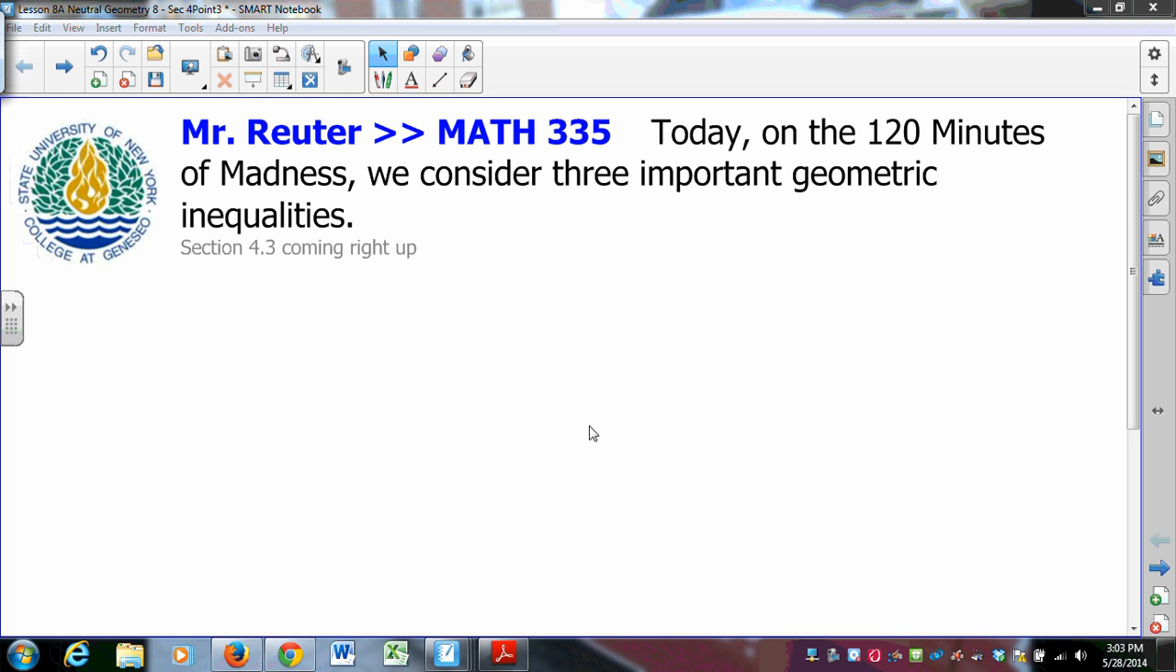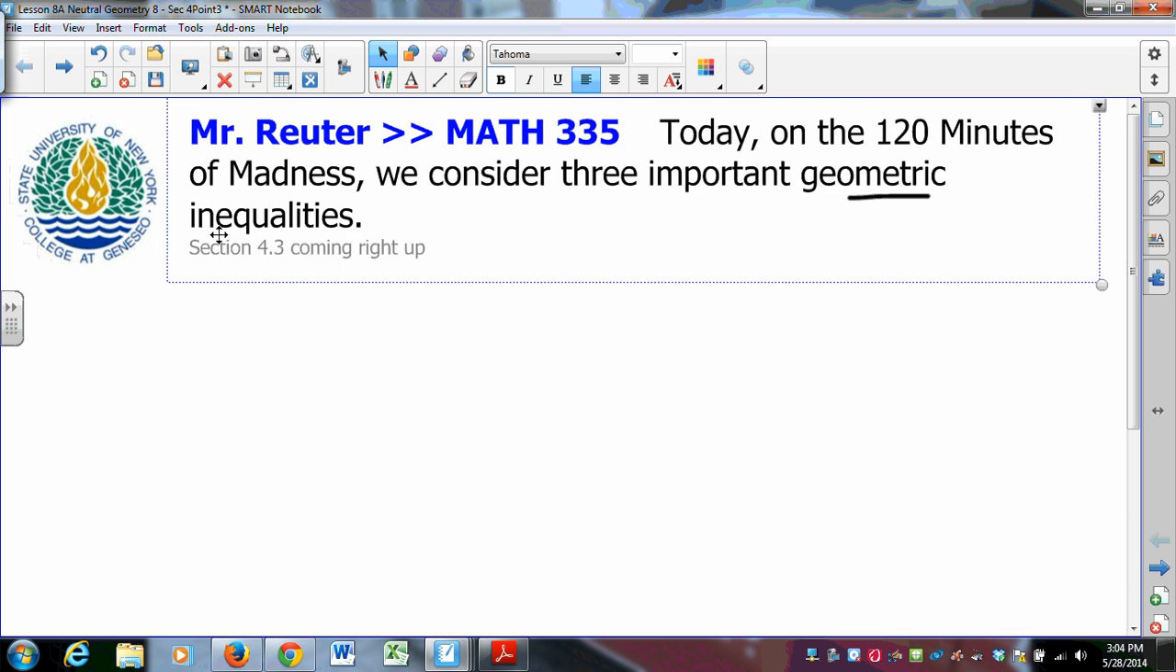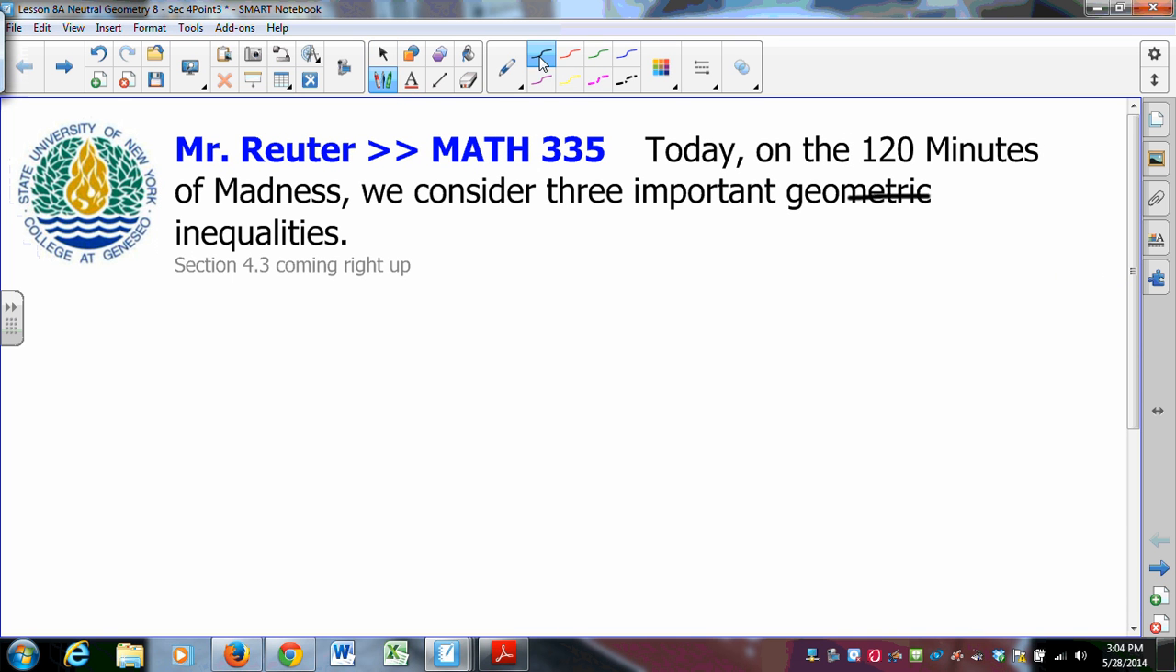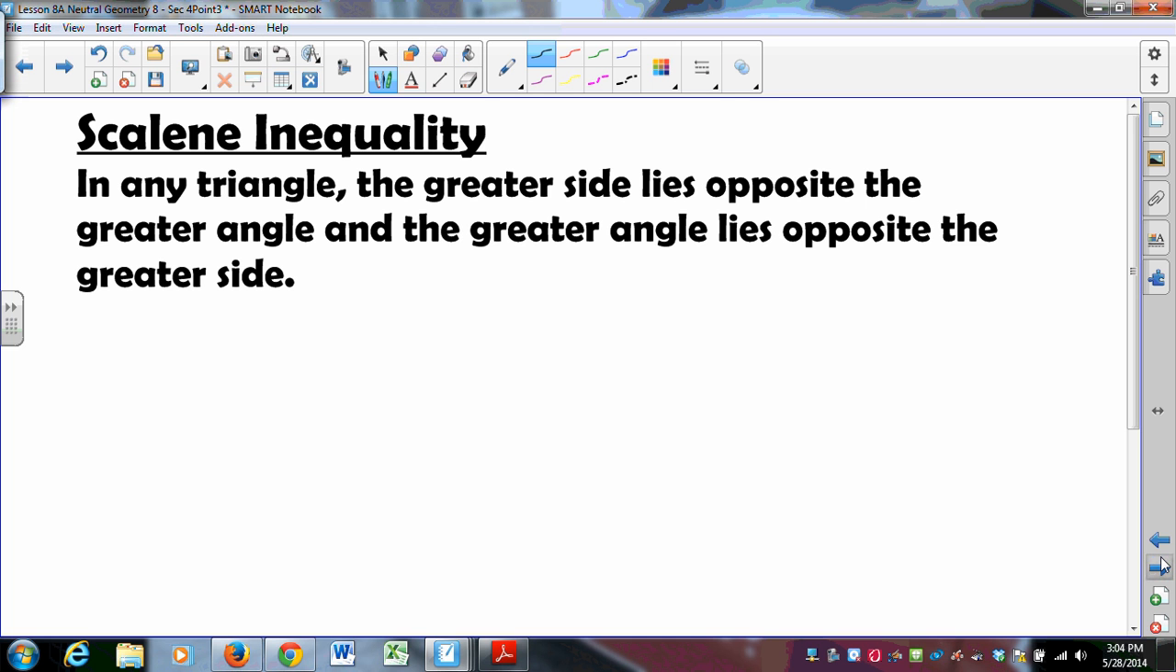Okie doke. So onward and upward into more neutral geometry. On today's show, three very important geometric inequalities. No, not that. Three very important geometric inequalities. Relationships between sides, relationships among angles, how they interplay, how triangles work. So here they come. The scalene inequality.